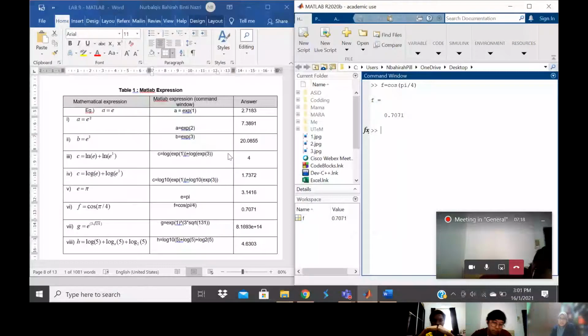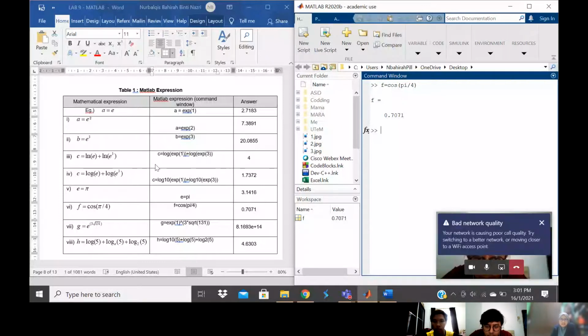For part A, we need to find the mathematical expression in the command window, which is Matlab. For the explanation, I'm using exp with the power of 2. We just put the 2 in the bracket. For the ln e, I'm using log e. Just this one.